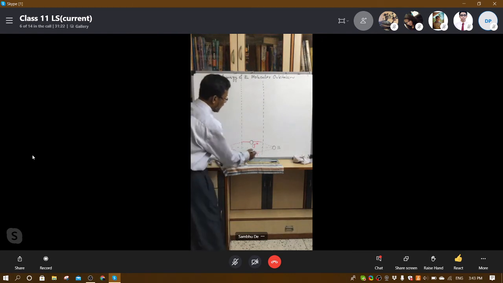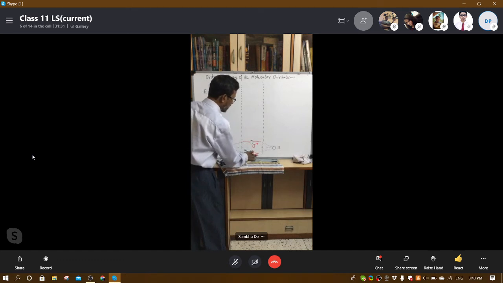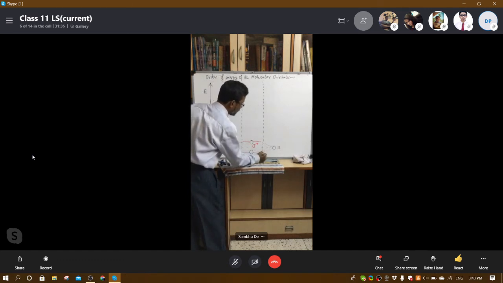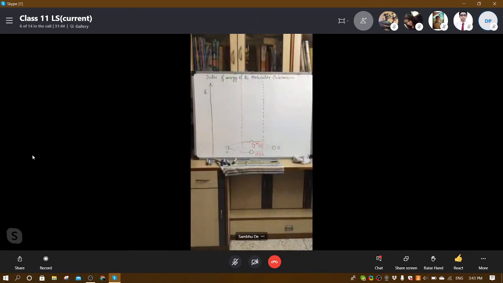But here I write 1s. And here also I write 1s. Or you write afterwards, better. Here you write 1s. Here also you write 1s. So these two molecular orbitals are described as sigma 1s and sigma star 1s.